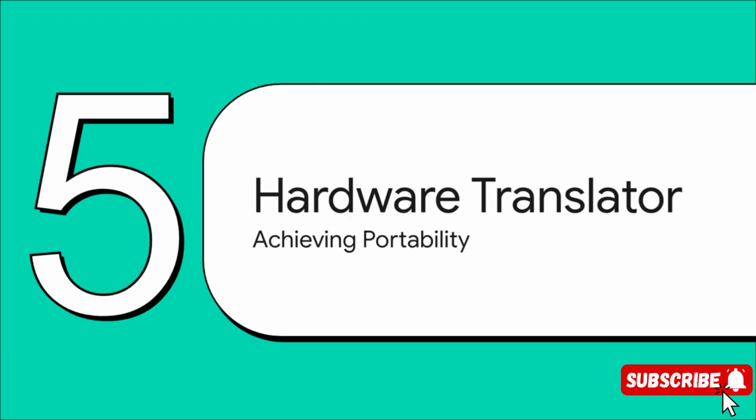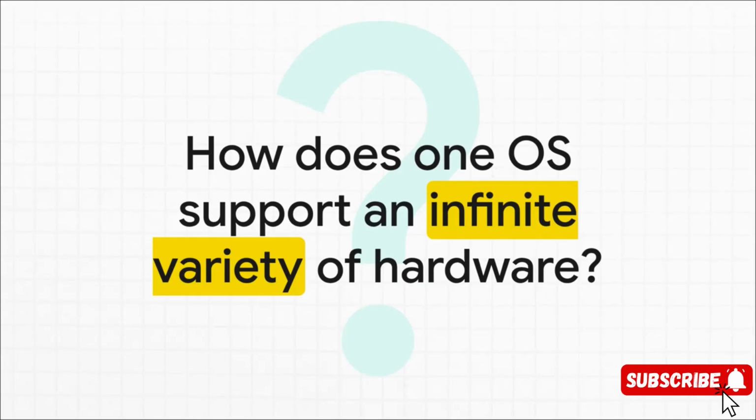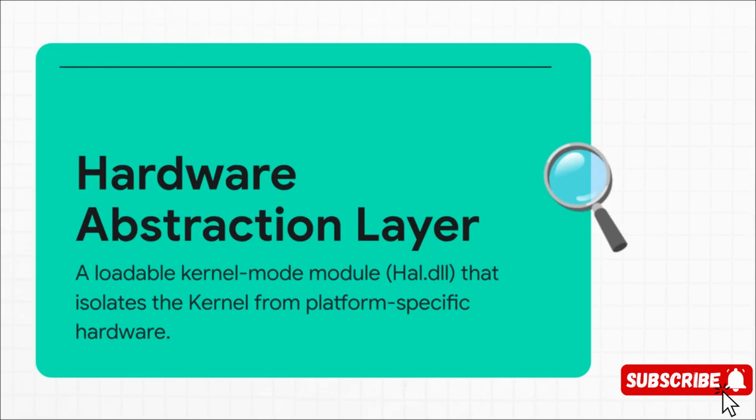Okay, we're at the final layer. We know how the OS manages itself, but how does it communicate with the thousands of different types of processors, motherboards, and all the other bits of hardware out there in the wild? I mean, seriously, think about it. This is a huge problem. How do you write one piece of software that can run on an almost endless combination of physical computer parts? Well, the solution is just plain brilliant.